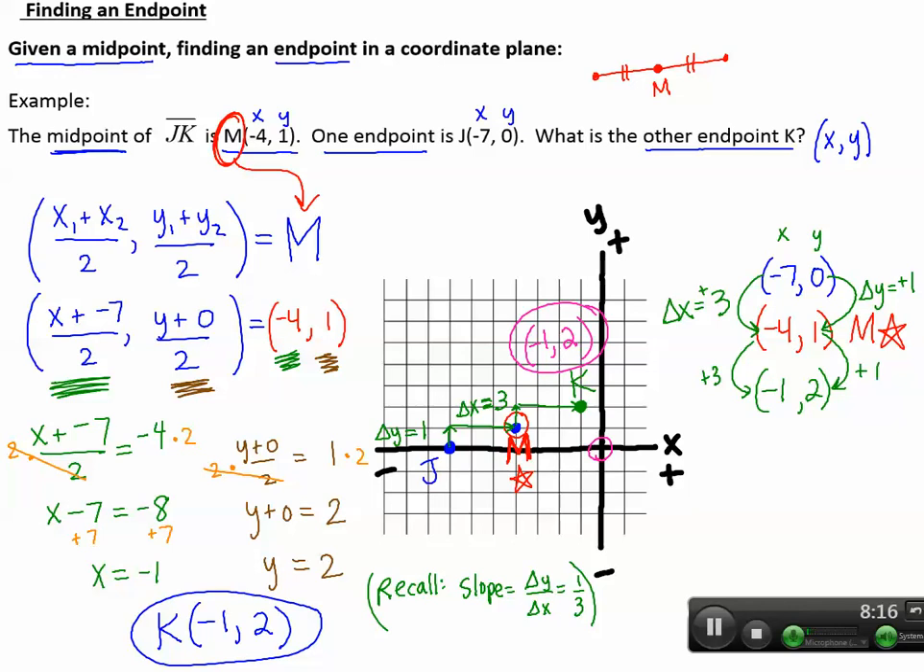And there's another way that we found the other endpoint. Notice, same answer, same answer. You choose what works best for you.